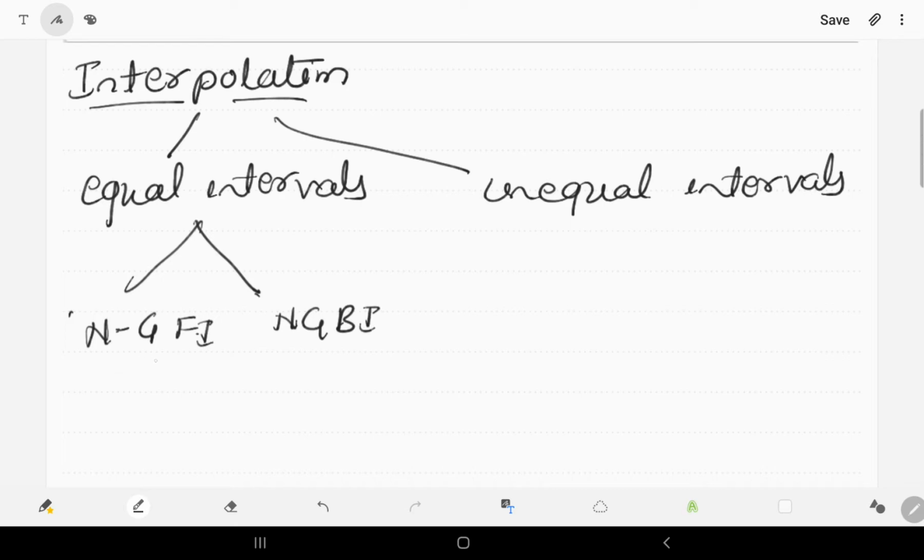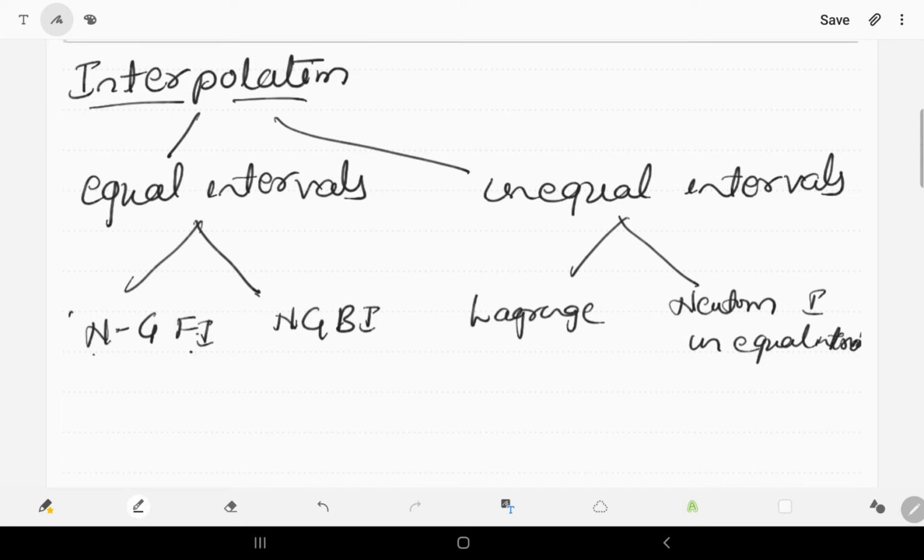Newton's Gregory forward interpolation is used when we have to find out the missing number at the beginning of the table. In order to find out the missing number at the end of the given table, we will use Newton's Gregory backward interpolation. In unequal intervals, there are again two types. One is Lagrange's interpolation and another one is Newton's interpolation for unequal intervals.